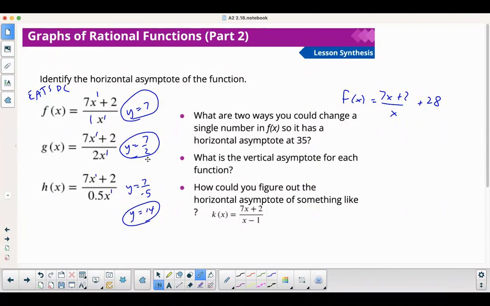This is 7 over 2 is 3.5. So I'd have to go up 31.5. So I'm going to take the same function. And I'm going to say, okay, 35 minus 3.5 is 31.5. So I'm just going to add the 31.5 to shift it up to 35. And this one was at 14, so I think I need to go up 21. So it's going to be the same function here. And that'll move it up.